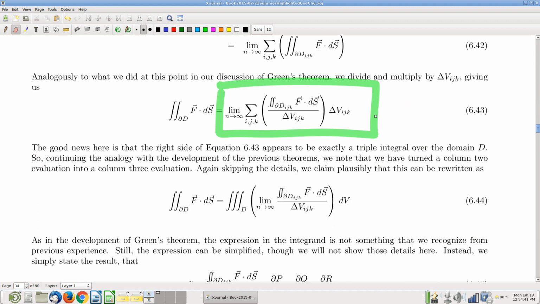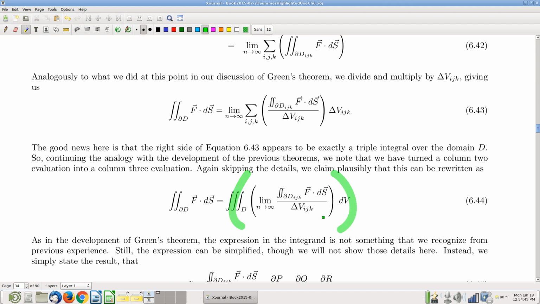Okay. Skipping over some formalities. So rewriting this as a triple integral, the remaining question is, but what is this integrand?